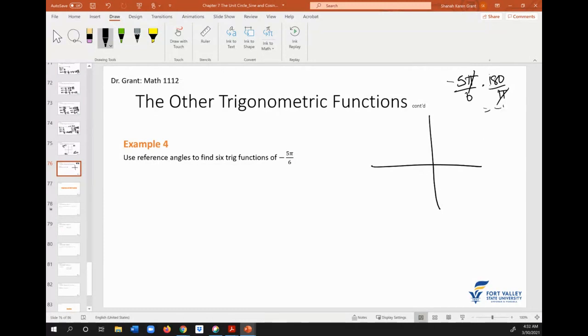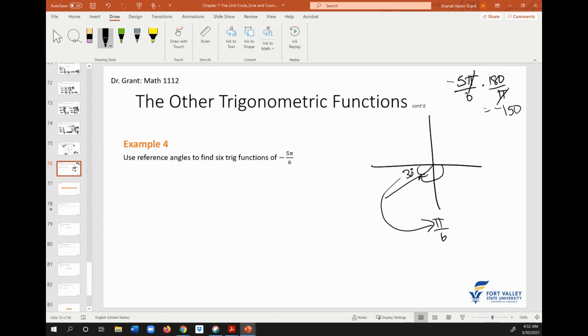So this is going to be negative 150. And so remember, we go in clockwise position, clockwise. So the reference angle in the third quadrant is going to be 180 minus 150. So this is going to be 30 degrees. So my reference angle is actually pi over 6.